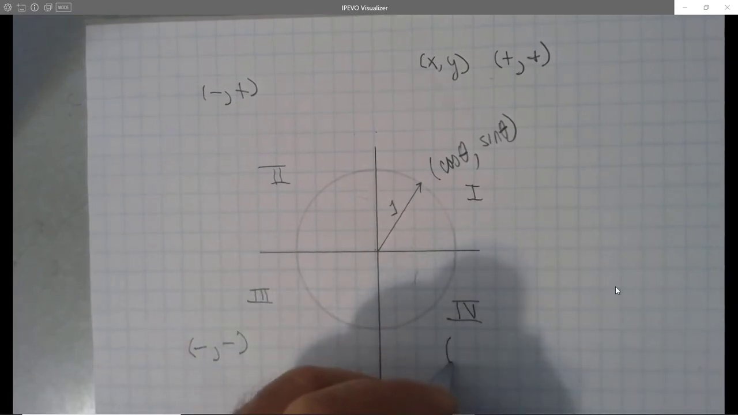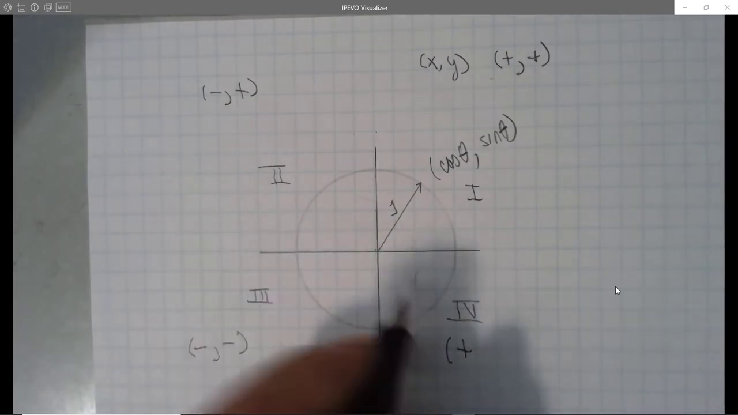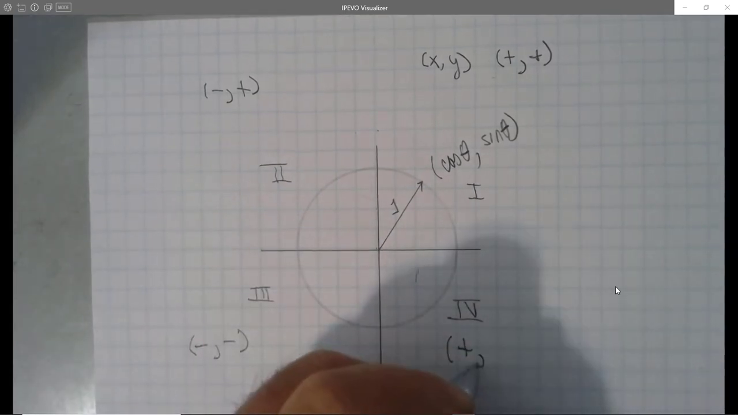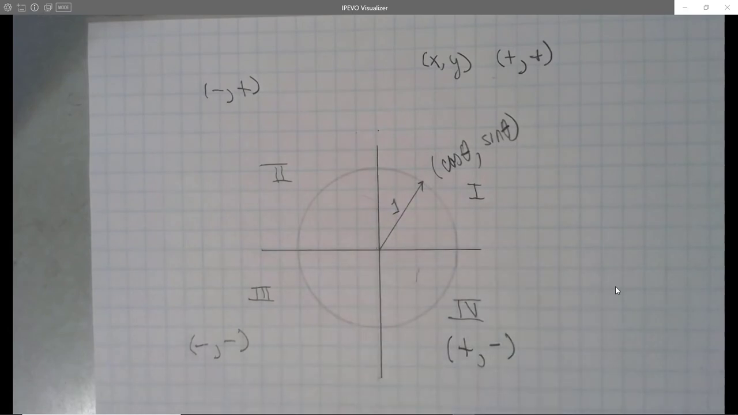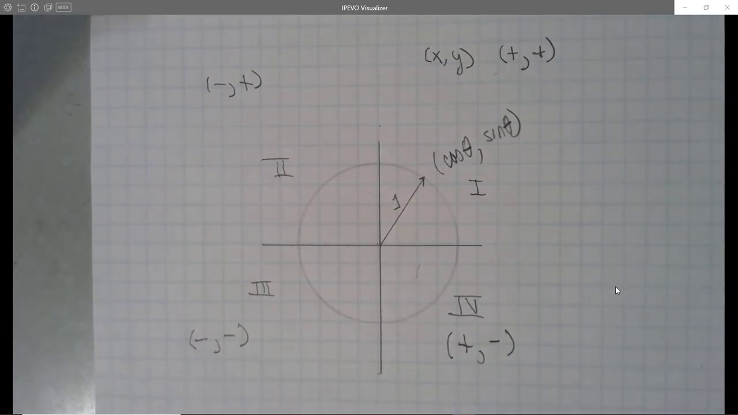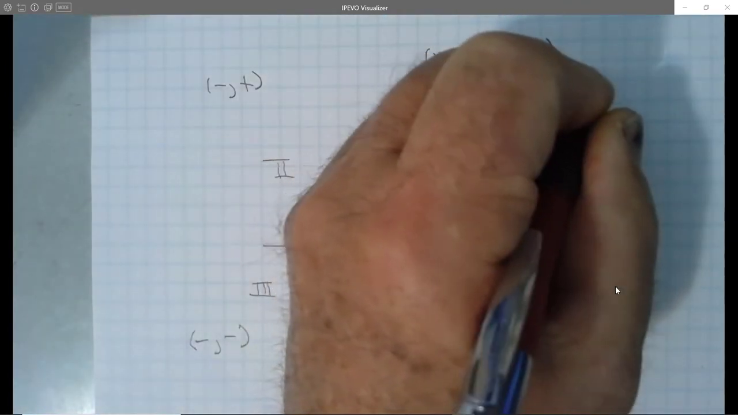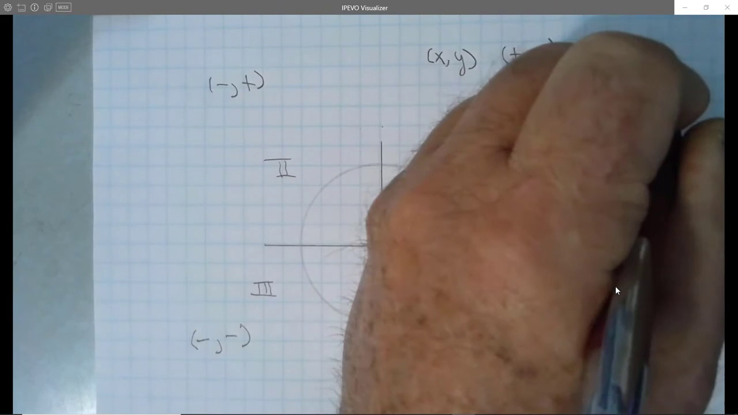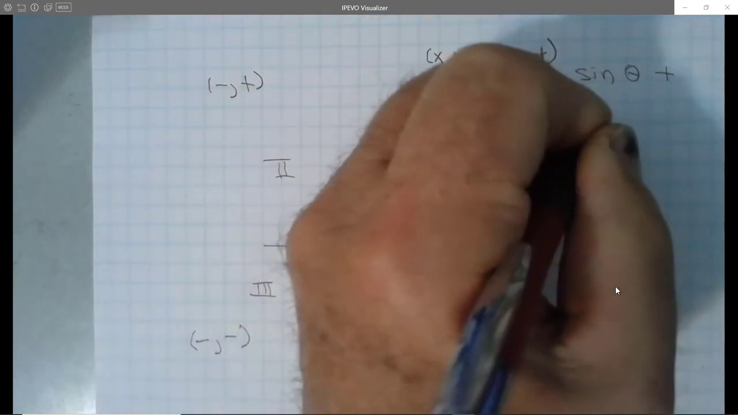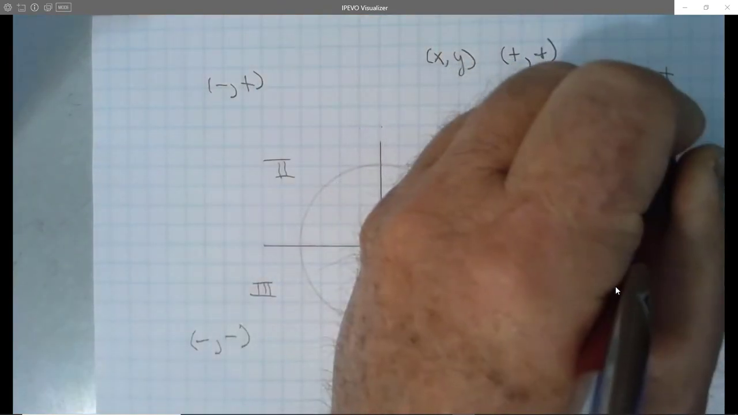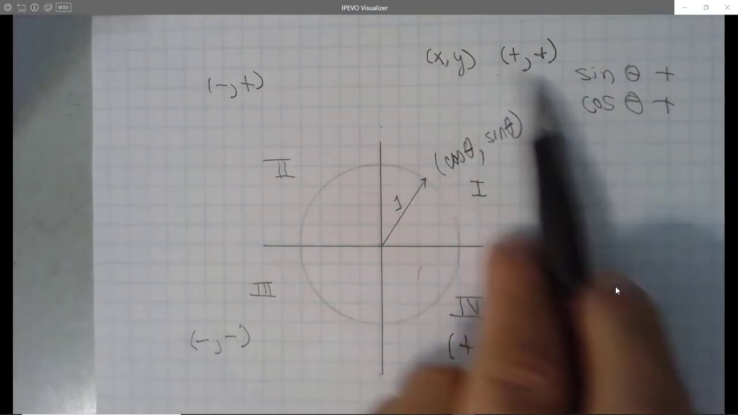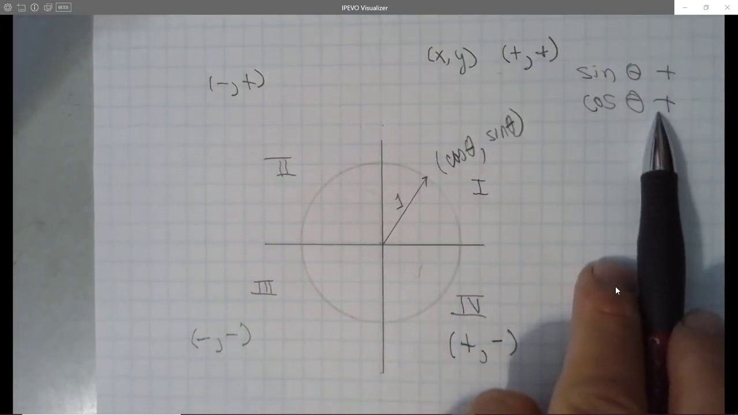And over here, the x-coordinates are back positive again. We're to the right of the origin, but we're still below it, so the y-coordinates are negative. Now that tells me about the sine and the cosine automatically. In here, both the sine theta is positive, and cosine theta is positive because both x, cosine, and y, sine, are positive.